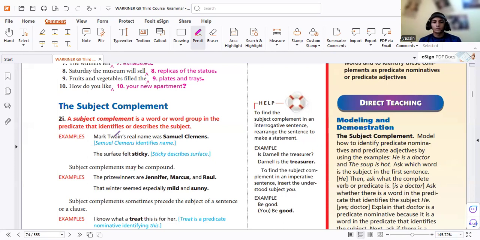Again, Mark Twain's real name. Subject. Verb. What was the real name? Samuel Clemens, so that refers to the name. Singular or plural? Singular, because name is singular. Yeah. So that's it. Again, surface sticky. I want to understand what is sticky. Surface. I need to know who are the prize winners. All of them.